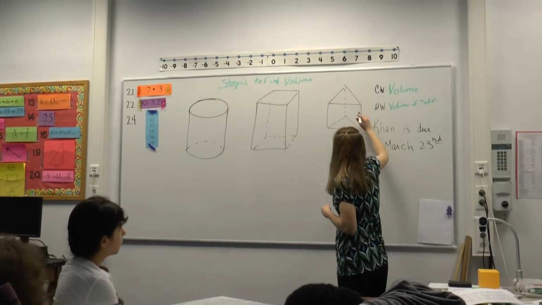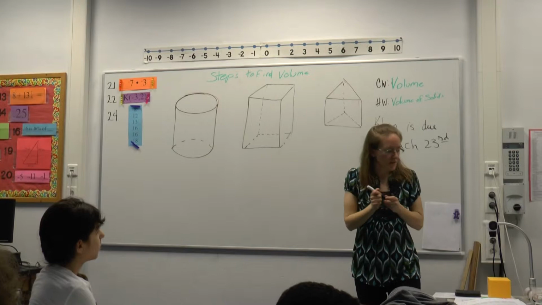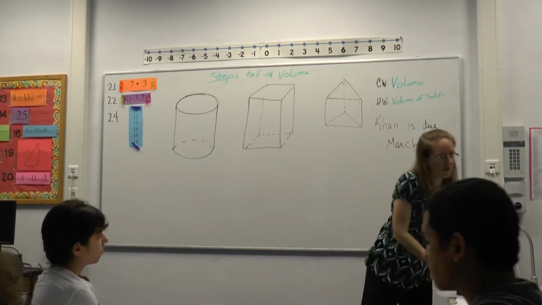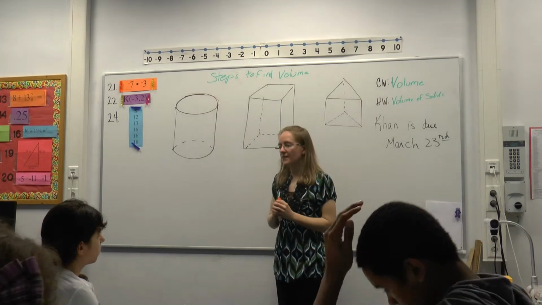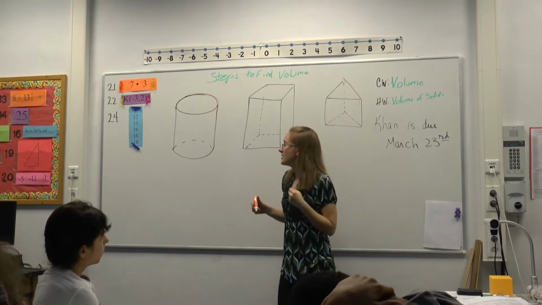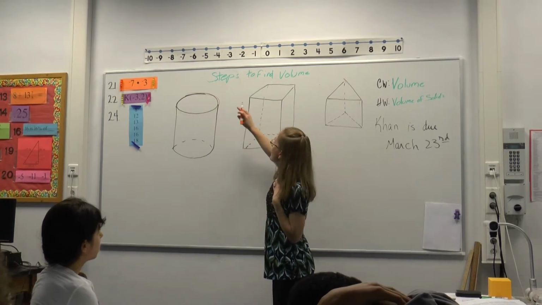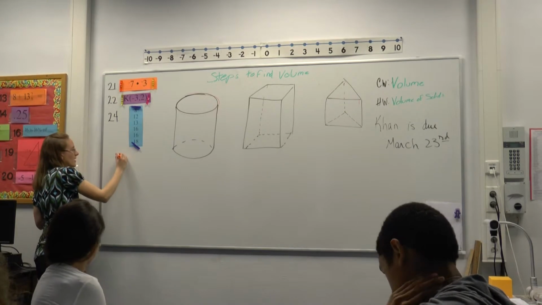I suppose these ones should be dashed. All right, and we're finding the volume. So what was the formula? The first thing you need to do is find the area of the base. For finding the volume of any shape, first you need to find the area of the base.